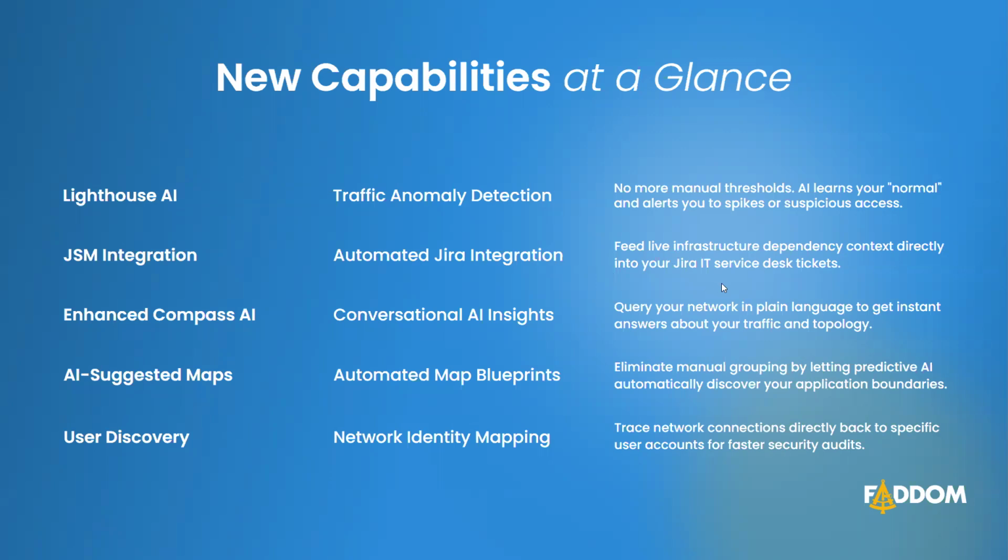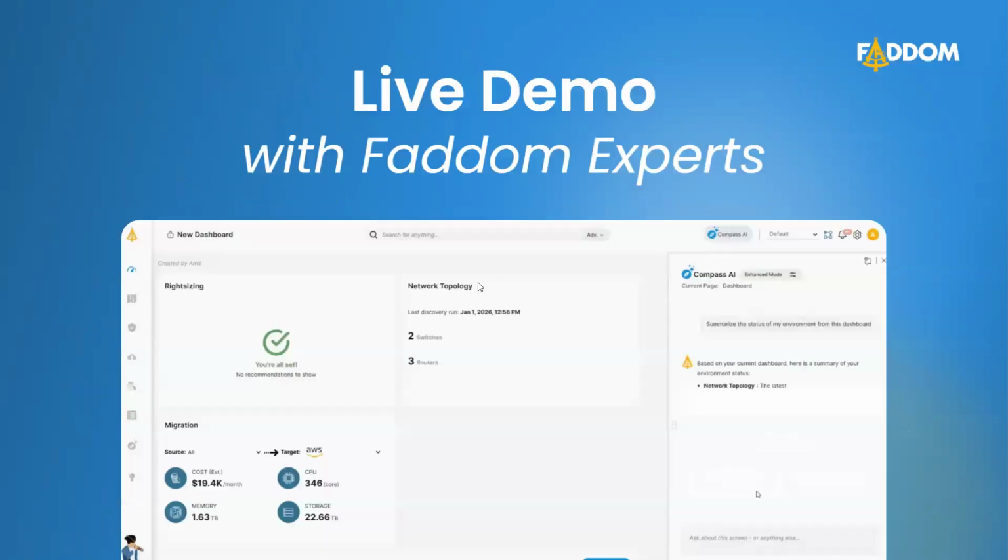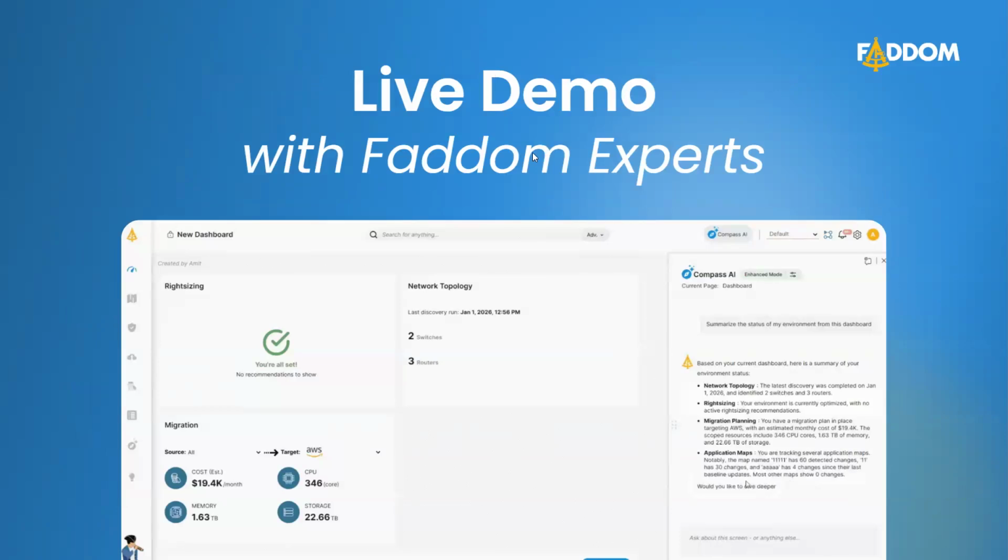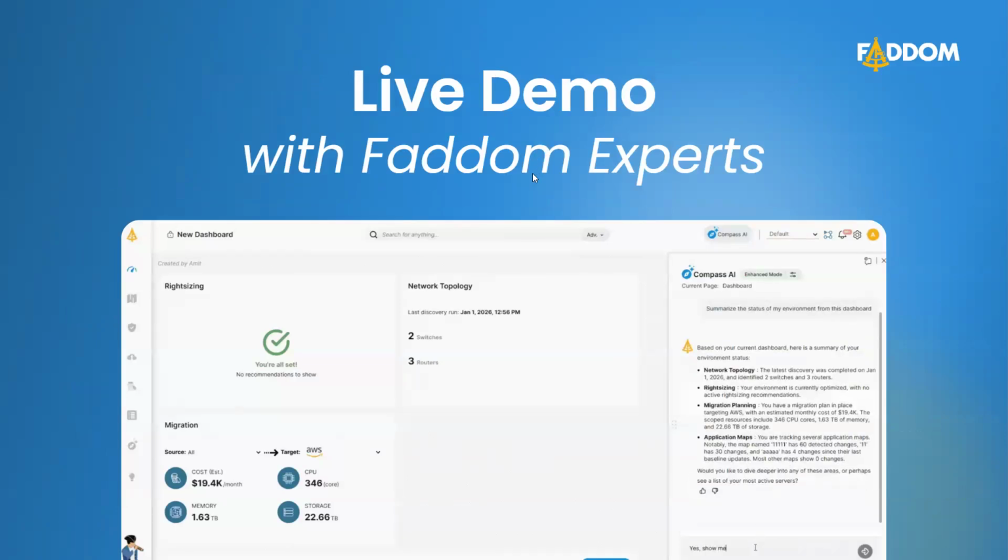More contextual awareness now, making Compass AI a really valuable virtual assistant. AI-suggested entry points into maps. This is a really cool feature for helping build out maps in really large, complex environments. And some cool new user discovery stuff. We changed our functionality in user discovery and also added some new visibility that we get through user discovery. So great, let's dive in and take a quick look at the demo.